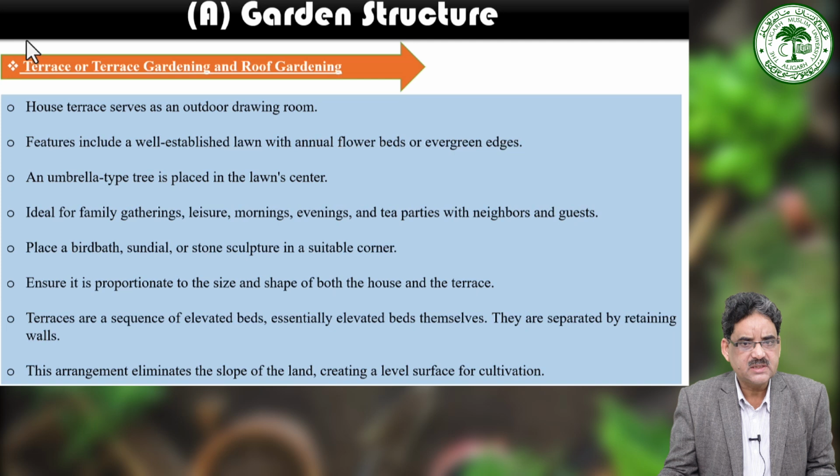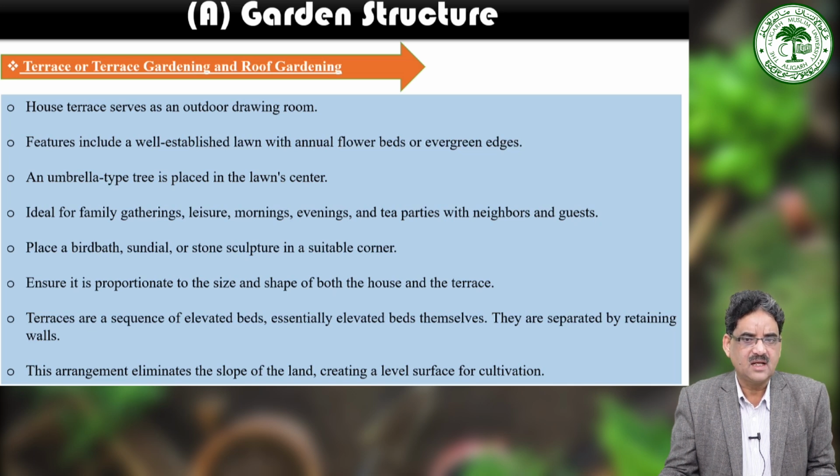The house terrace functions as an open air drawing room featuring a well established lawn adorned with annual flower beds or evergreen hedges. Positioned at the center of the lawn is an umbrella type tree. It serves as an ideal space for family gatherings, leisure activities in the mornings and evenings, and hosting tea parties with neighbors and guests.